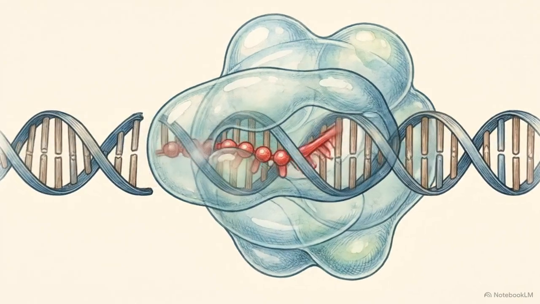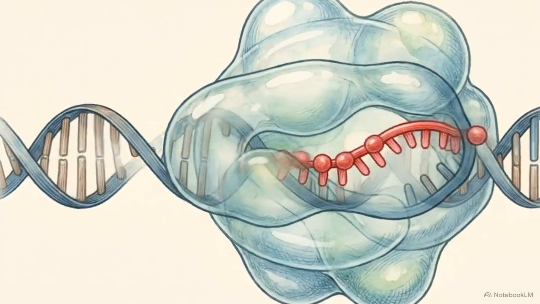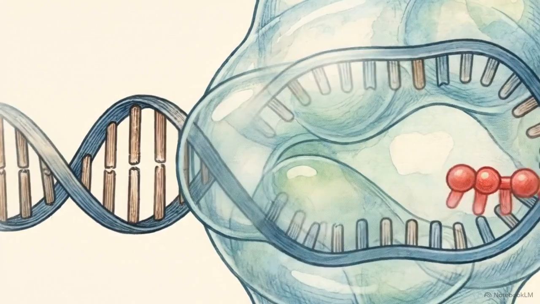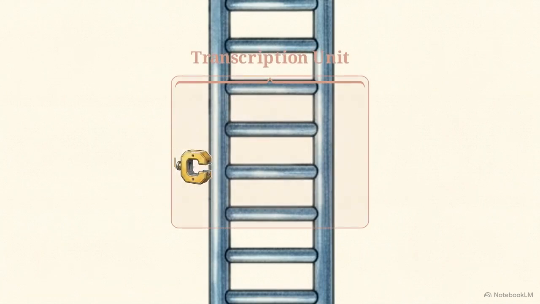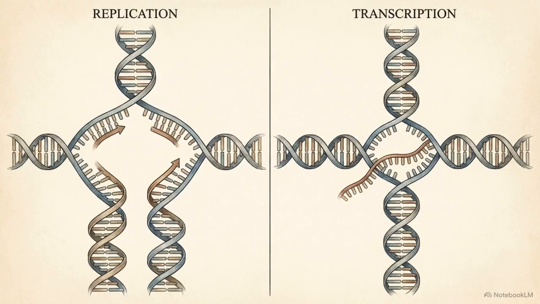Look closely at this DNA unzipping. You might expect two new strands, but instead, just a single RNA strand emerges from the bubble. This is transcription, the selective process of copying localized genetic information from a piece of DNA into a mobile RNA molecule. It is easy to confuse this with DNA replication, but they operate under completely different biological rules.